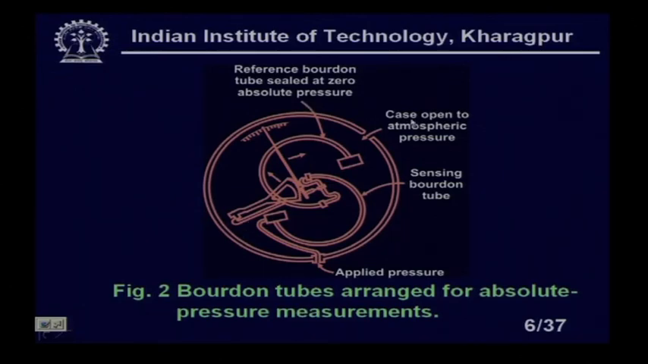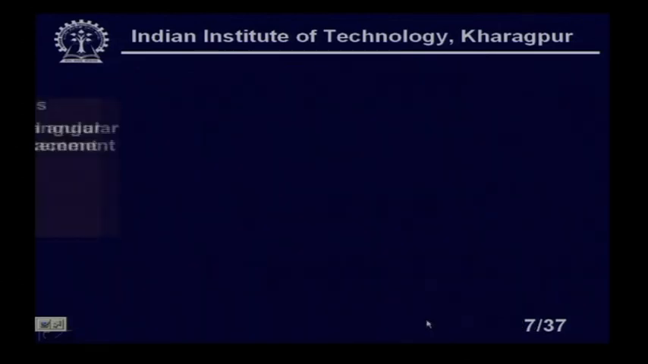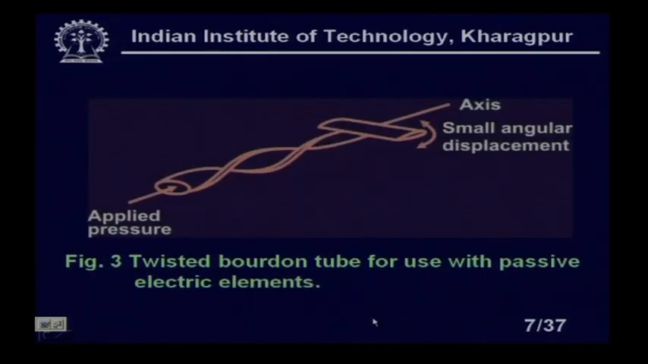Now, in this case there should be a little opening because with reference to the atmospheric pressure, this C tube will change its position, right. So, this is another form of absolute measurement for the Bourdon tube. Let us go to the next. Okay, this is another one, basically an axis of small angular displacements. This is a twisted Bourdon tube; instead of the C type Bourdon tube, we have a twisted Bourdon tube.